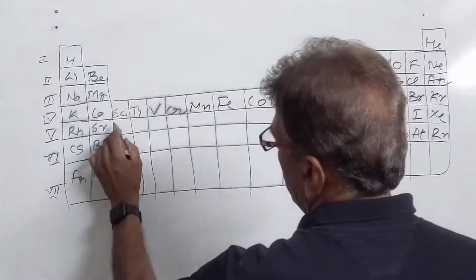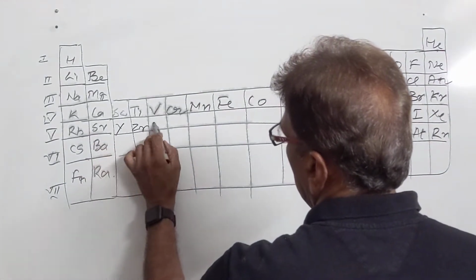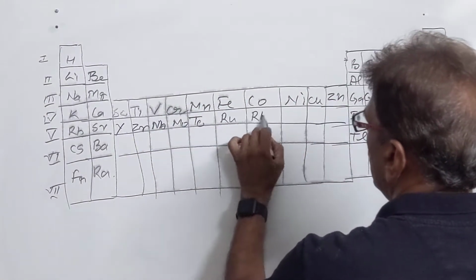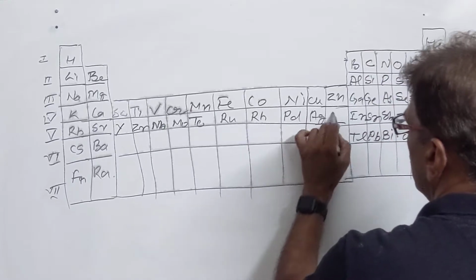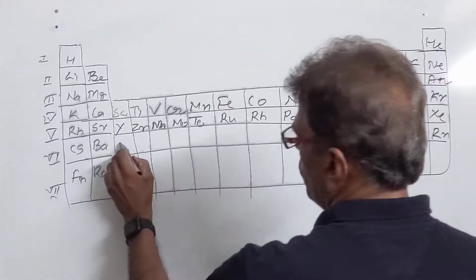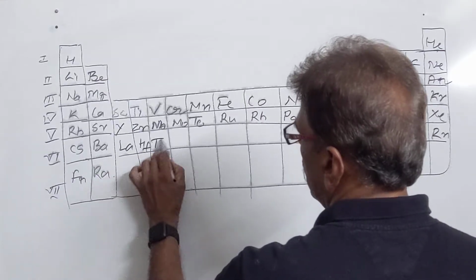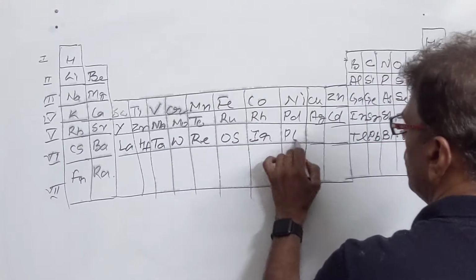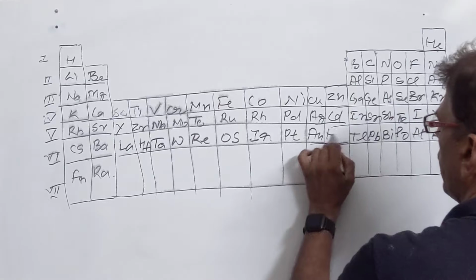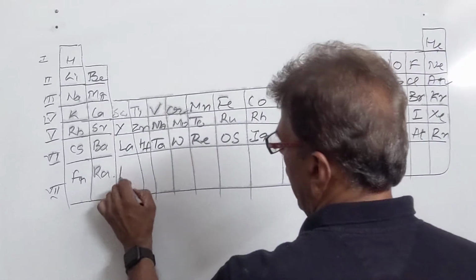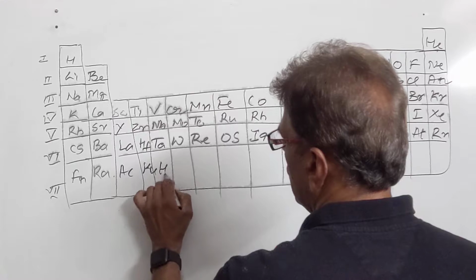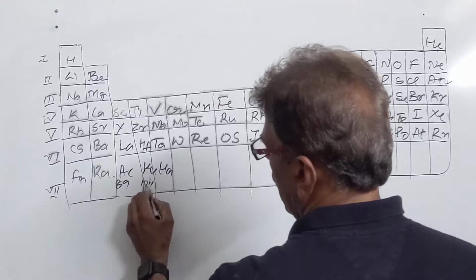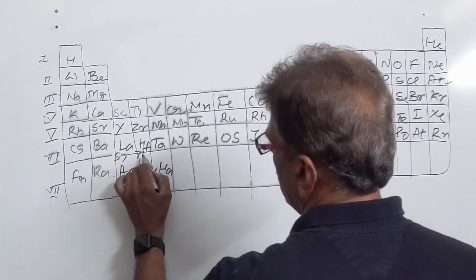These were the elements known at that moment. This atomic number is 89, this will be 104. This is 57, and it is 71 here.